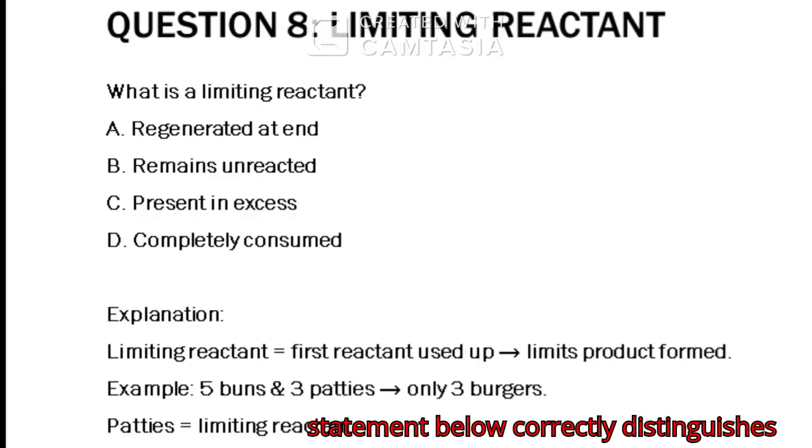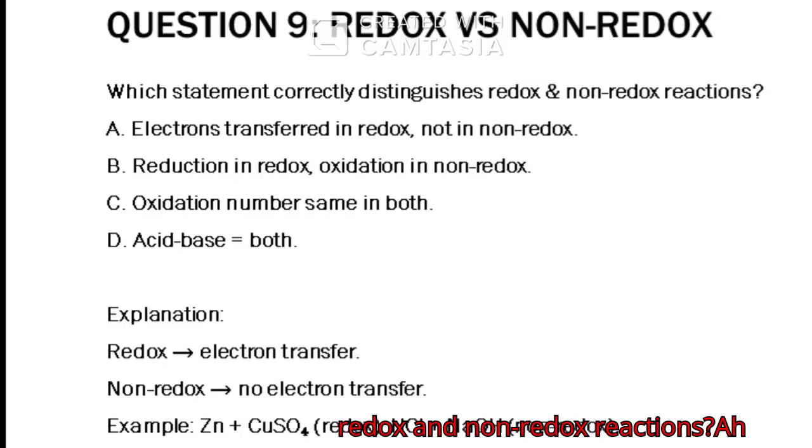9. Which statement below correctly distinguishes redox and non-redox reactions? A. Electrons are transferred in redox reactions but not in non-redox reactions. B. Reduction occurs in redox reactions and oxidation takes place in non-redox reactions. C. Oxidation number remains the same in both redox and non-redox reactions. D. Acid-base reactions can be considered as both redox and non-redox reactions.